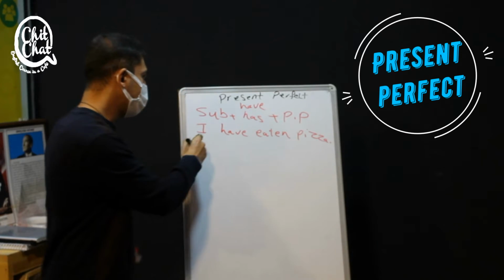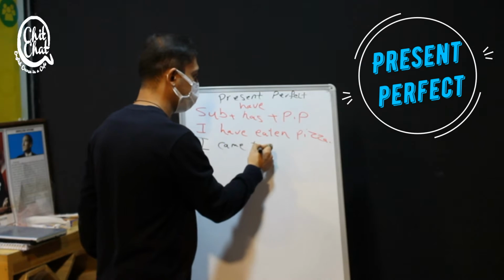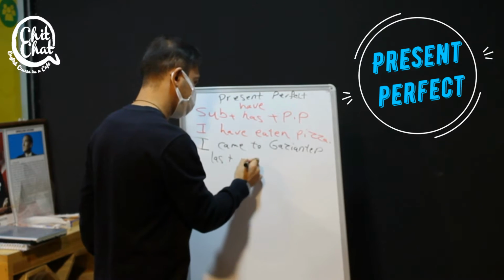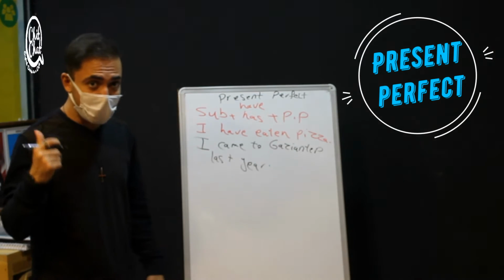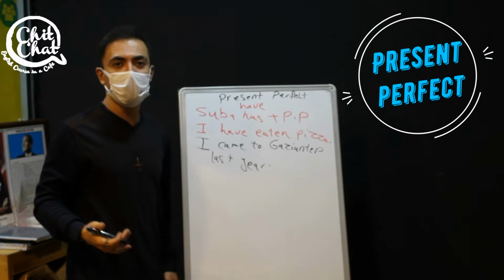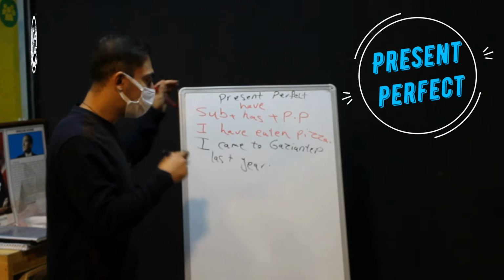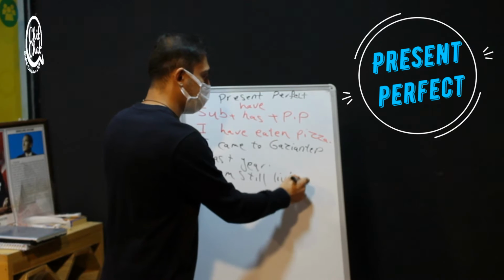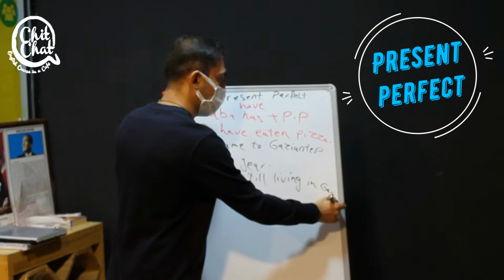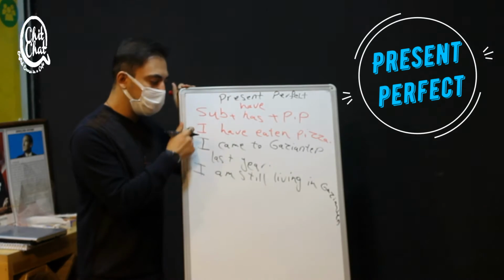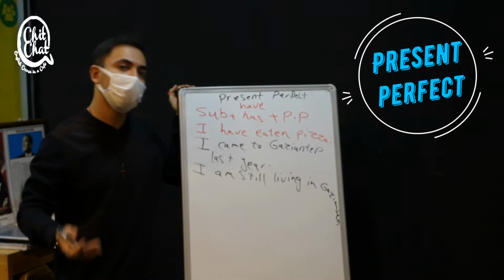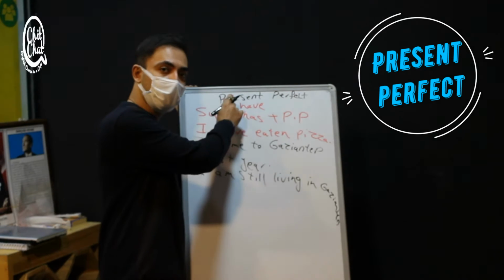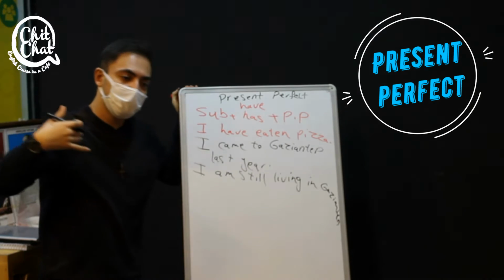For example, I came to Gaziantep last year. This is an action that happened in the past. Simple past. I came to Gaziantep last year. Where am I now? I am still living in Gaziantep. So, when I want to combine these two sentences and tell my listeners that I am still living in Gaziantep and I came to Gaziantep in the past, I can use present perfect tense. An action that happened in the past continues until now.